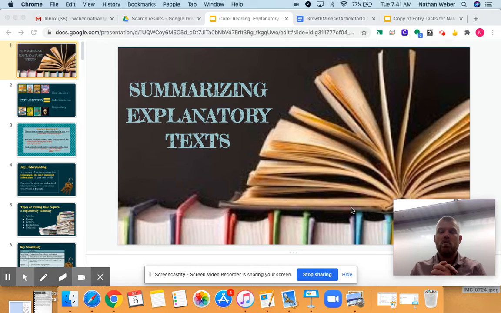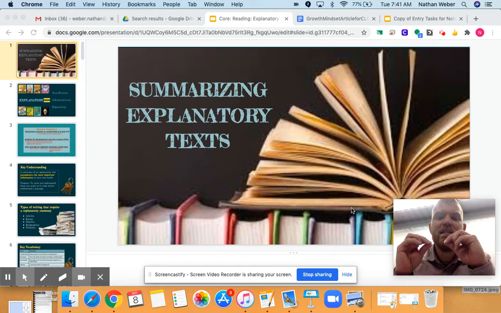Okay. So what we're going to get into now is summarizing explanatory text. And we're just going to dip our toes into this today and get deeper and deeper as time goes on. So please pay attention, take notes, and I will go over this more in the Zoom meeting today. But we're going to be working on summarizing explanatory text and finding the central idea. So write that on your paper. Summarizing explanatory text and finding the central idea.